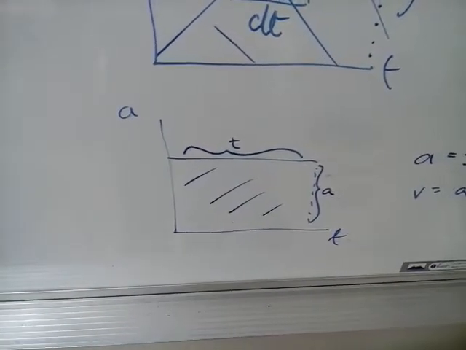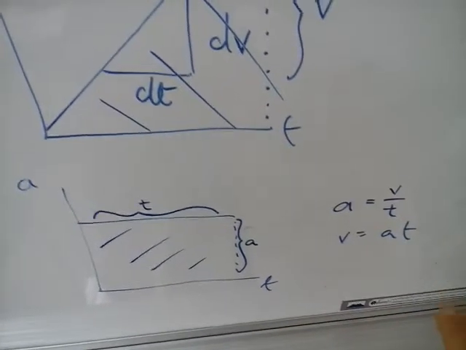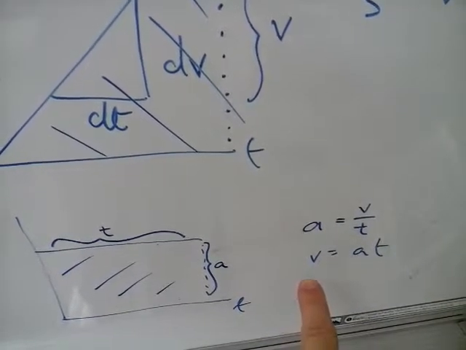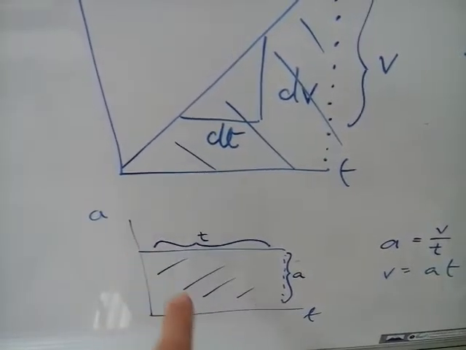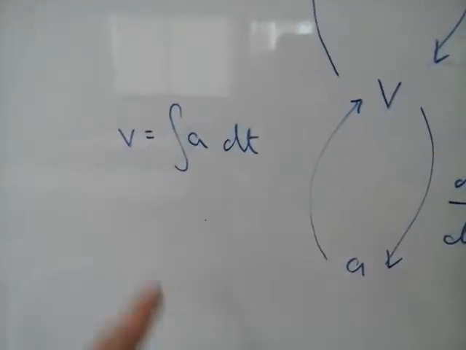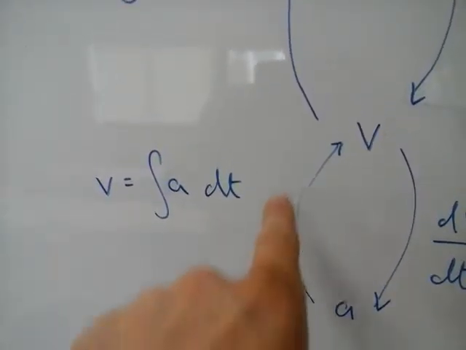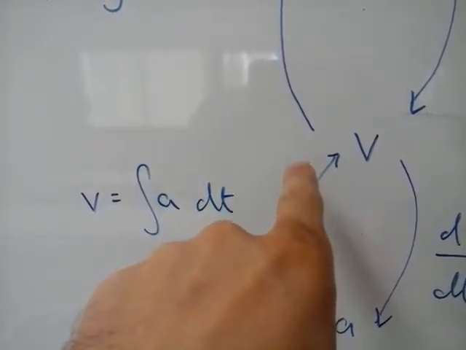Now, let's look at a graph of acceleration against time. Now we know that acceleration equals velocity over time. Therefore, if I rearrange that equation, velocity equals acceleration times time. You can see acceleration times time is the area under that graph. Now, if I integrate with respect to time, I'll end up back at velocity, alright? Because integration is just like finding the area under a graph.